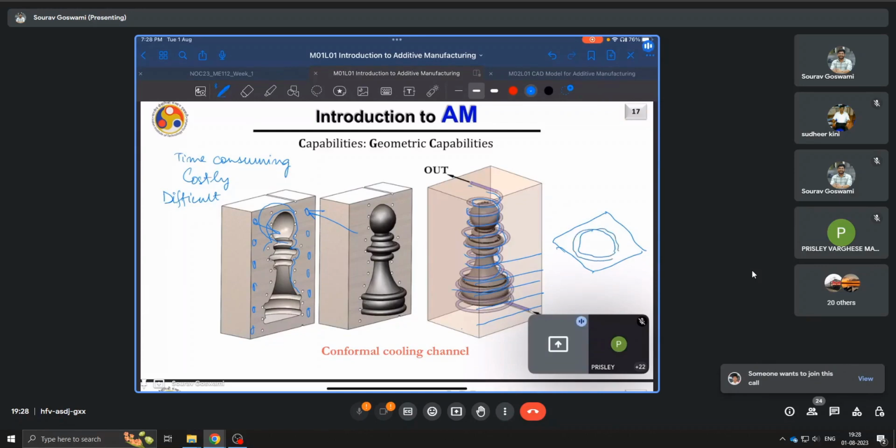Maybe in this region, you'll not deposit any material. You'll have material here. In the next layer, where the cross section changes, maybe you'll not deposit material over a smaller region corresponding to say this. You have material over the rest of the places. So conformal cooling channels is one of the major applications of additive manufacturing.